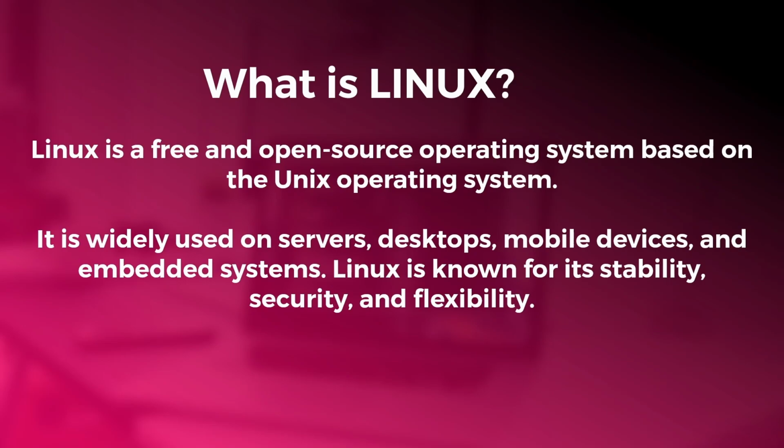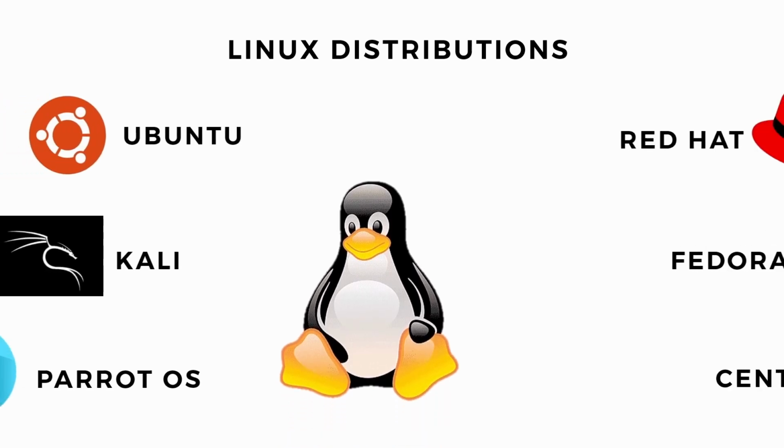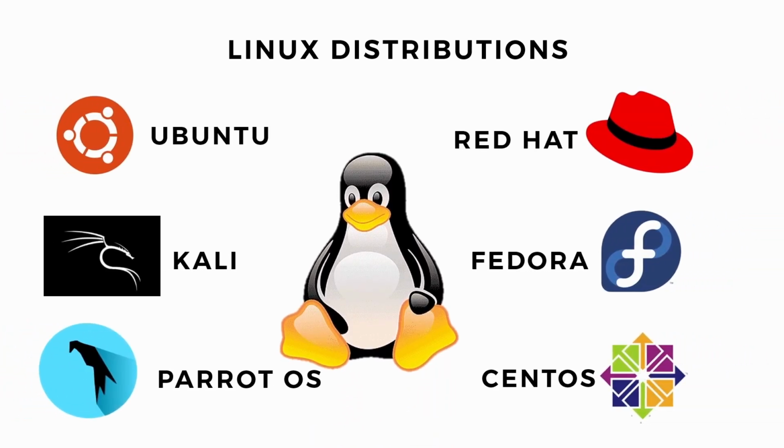Linux is also known for its command line interface, which allows users to interact with the system using text commands instead of a graphical user interface, that is GUI. This can be intimidating for some users, but it offers a lot of power and flexibility to those who are willing to learn it. There are many different distributions, or distros, of Linux available, each with its own unique features and community. Some popular examples include Ubuntu, Kali Linux, Parrot OS, Red Hat, Fedora, and CentOS.